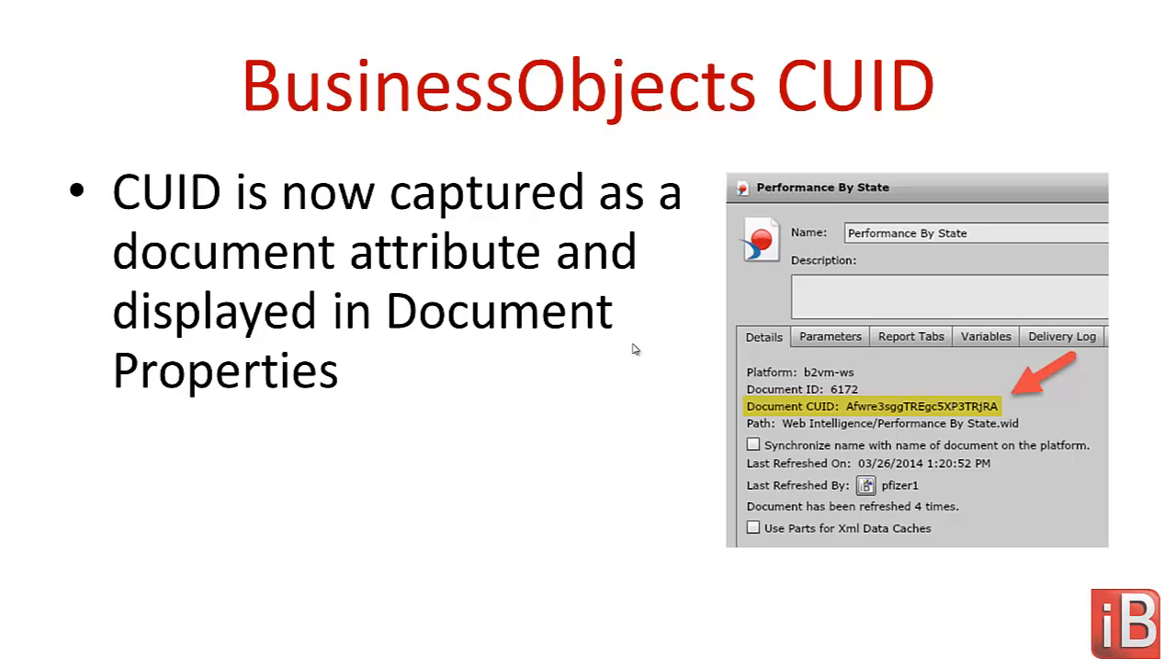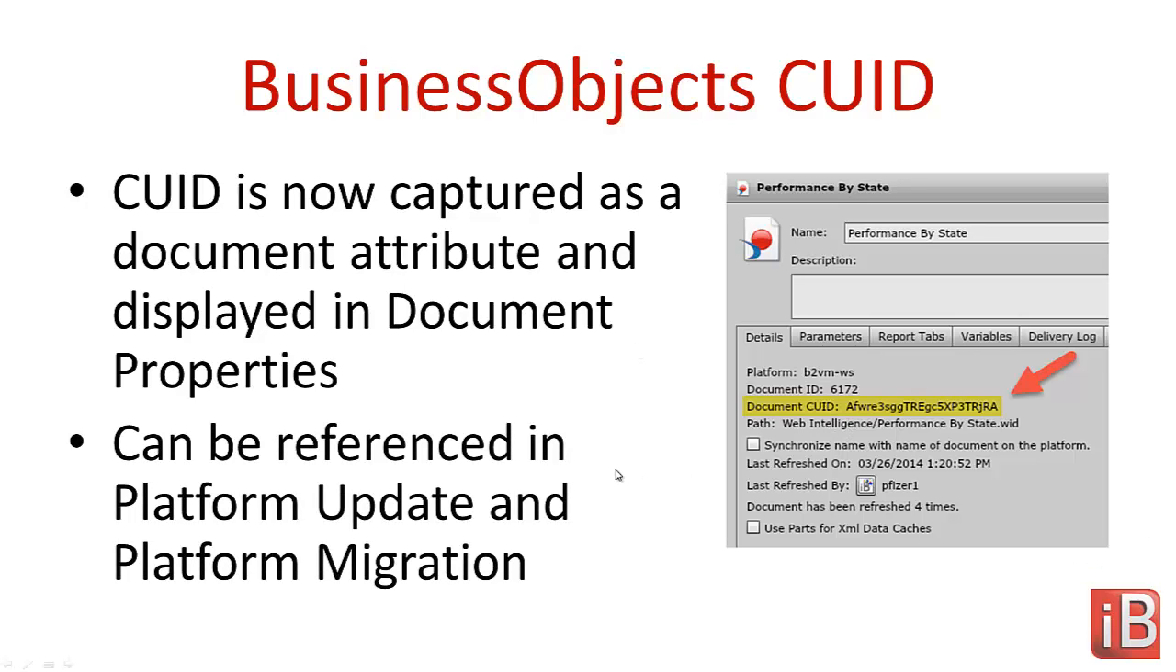Now in build 124, we display the CUID in the document properties, as highlighted here. And then when we do things like platform updates to capture changes to document locations, or platform migrations where we point from, say, development to production, we can optionally look at the CUID as that consistent piece of information relevant to the change. So this particular change is detailed within the InfoBurst support wiki if you'd like more details, but we do now support the use of CUID.